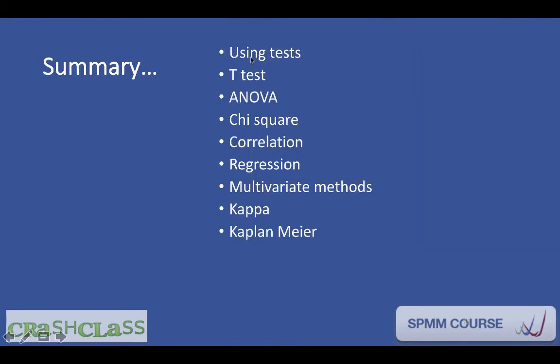So far we have seen different types of statistical tests. What are the 5 questions to ask? T-test, ANOVA family, chi-square family, correlation family, regression family, some names of multivariate statistical tests. We have seen what kappa is, and we have also seen Kaplan-Meier survival.